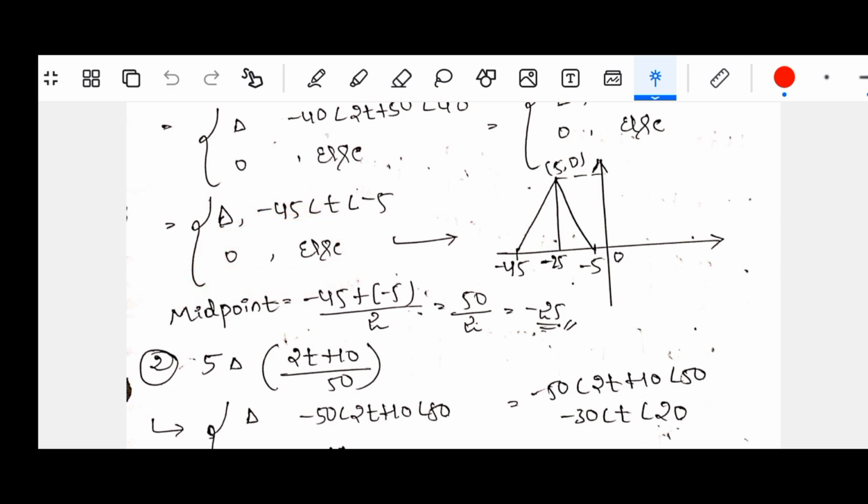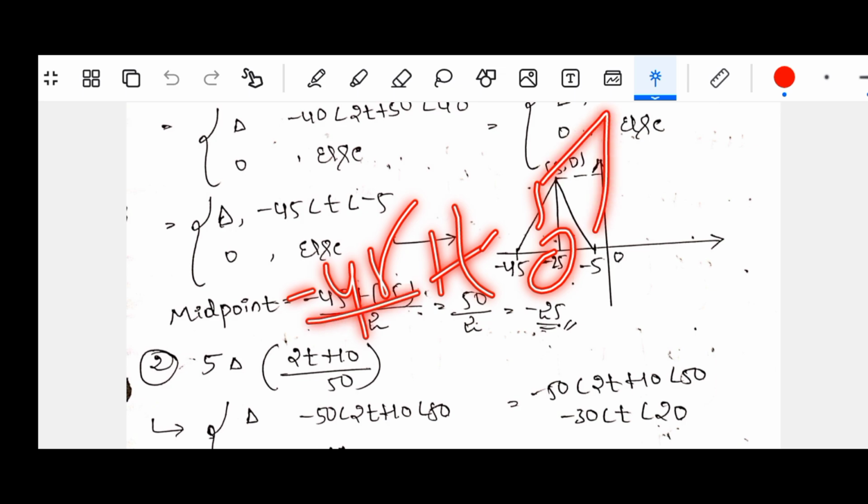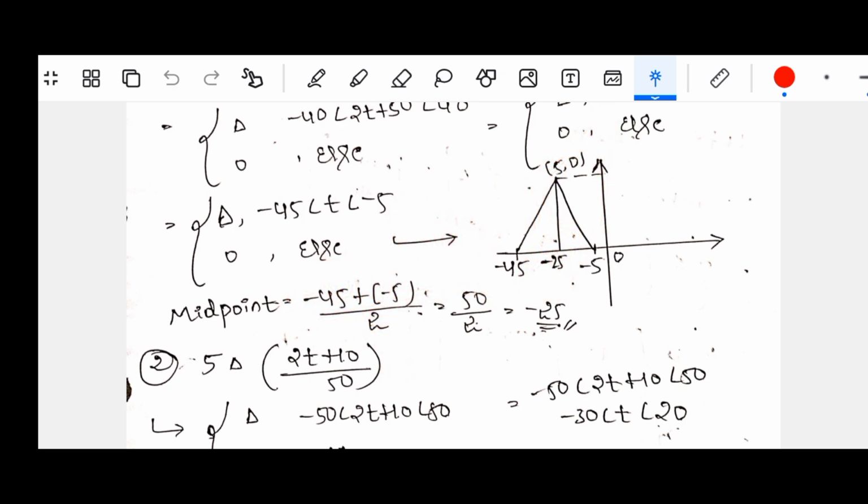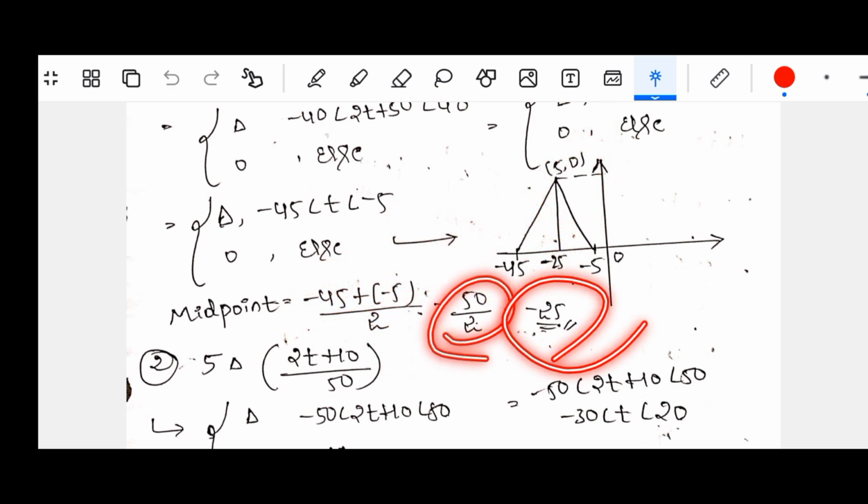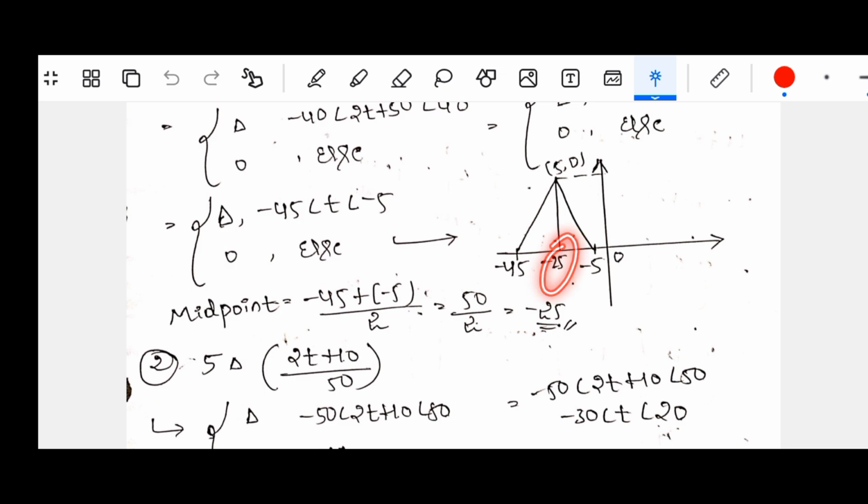So, let's plot the graph. It is a graph from minus 45 to minus 5, and the peak will be the 5 point. To find the midpoint, take minus 45 plus minus 5 divided by 2, it will become minus 50 by 2. So the answer will be minus 25. So minus 25 will be the midpoint.